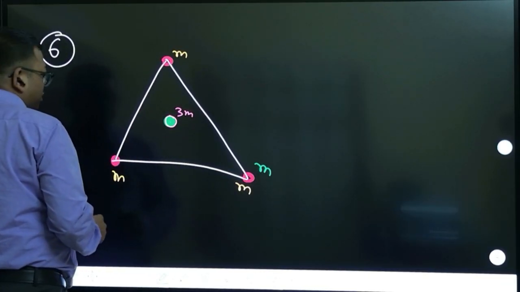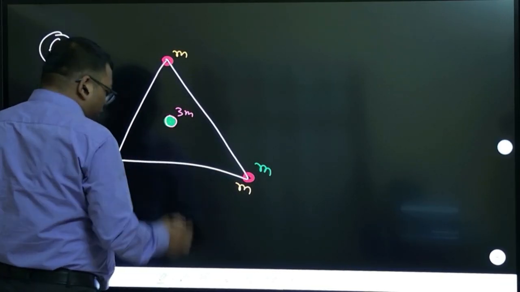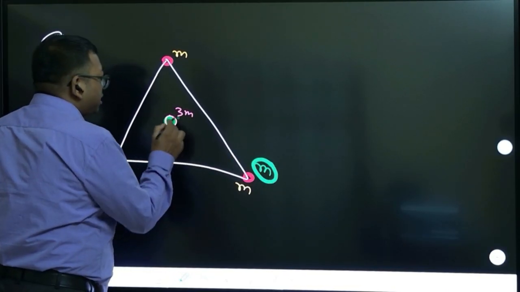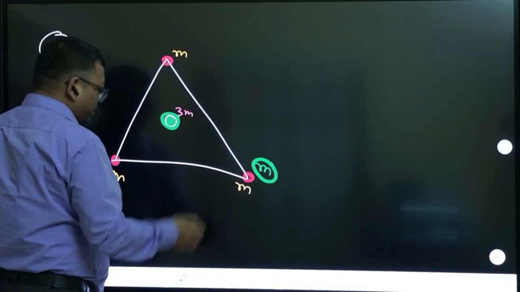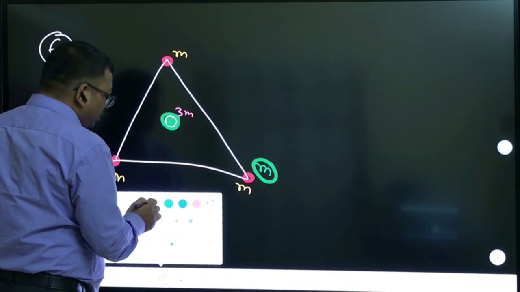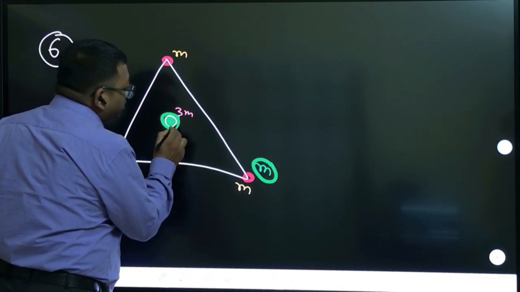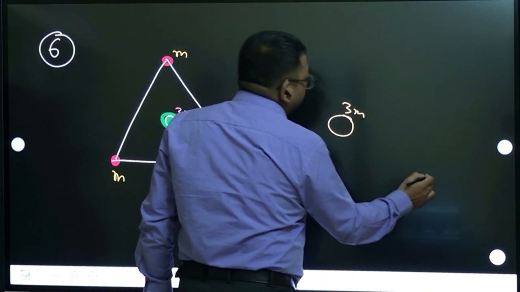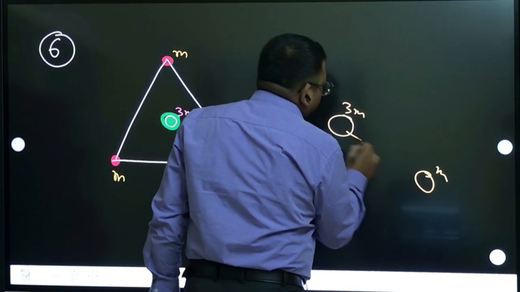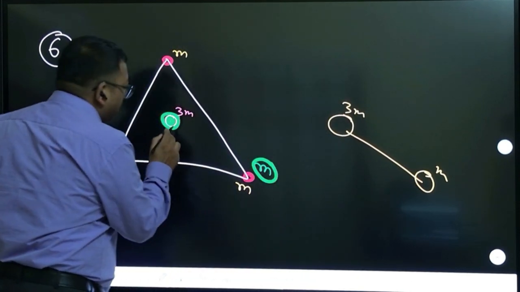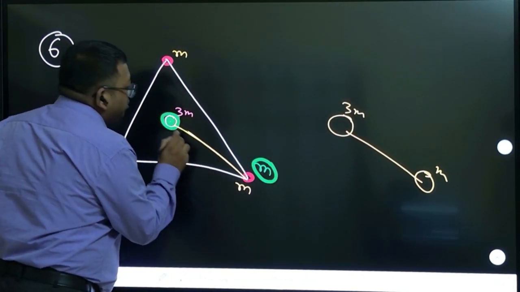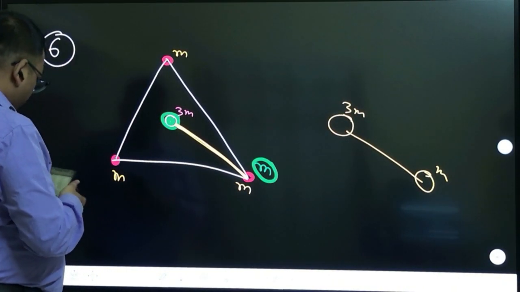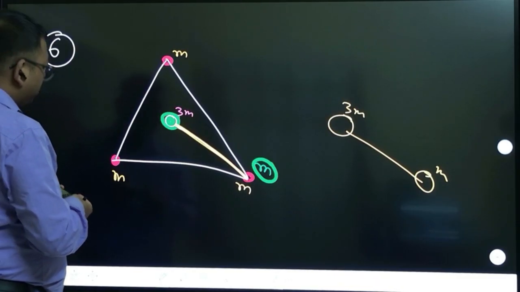Where is the shift in the center? Now you need to consider this 3m and this m. This 3m and m system is now a two particle system, so this is a direct calculation using the formula. This is 3m and this is the extra mass m. Now this distance I think you can calculate. First you calculate this and tell me how much it will be. Side is how much? Side of this is L.